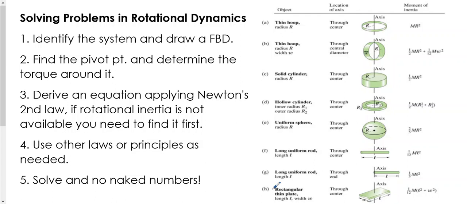We are now on the last section of Chapter 8, Rotational Kinetic Energy. But before we get into that, just a few tips on solving problems in rotational dynamics. Make sure that you know how to identify the system being discussed, draw a free body diagram using a rigid body process, find the axis of rotation, determine the torque around it, and derive an equation applying the first condition, second condition, or the second law.